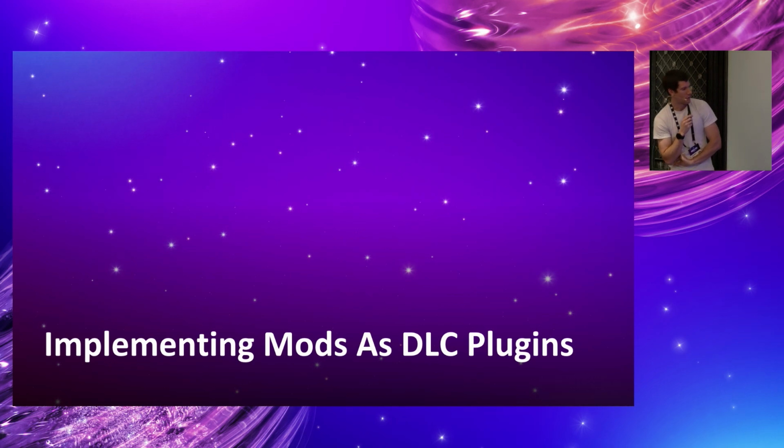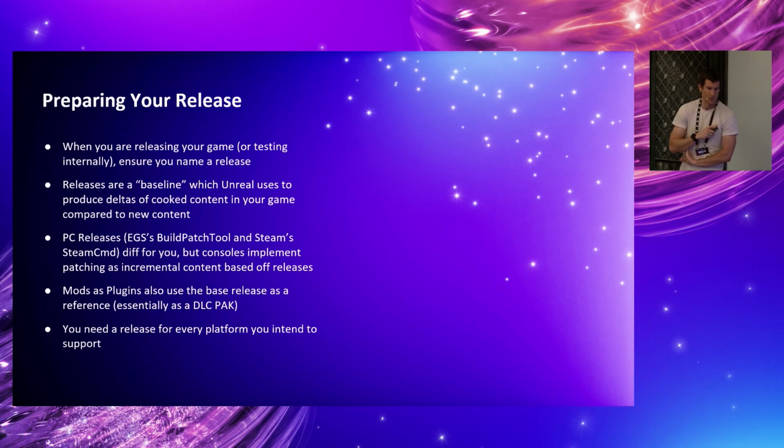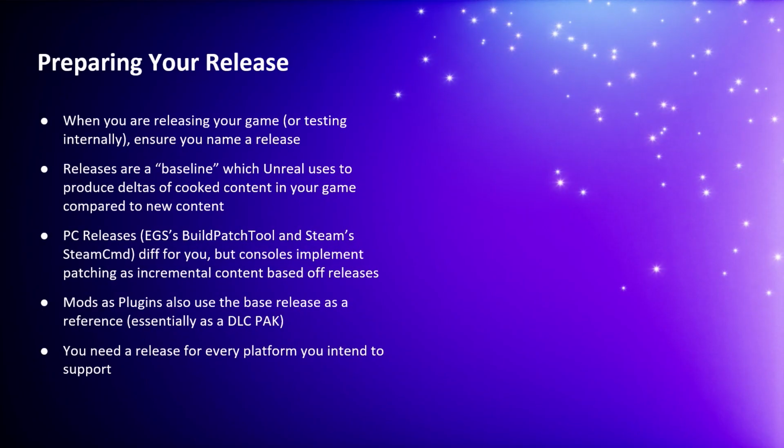So let's go through the actual steps to implement mods as DLC plugins. The very first thing you need to do is prepare your release. Whenever you release your game, or you're doing an internal test build, you have to make sure you create a named release of your game as a reference point. Releases are a baseline, which Unreal uses to produce deltas of content that's being cooked as part of your base game, and then anything that's being added to your game, such as new content, DLC, extra plugins, or something like that.